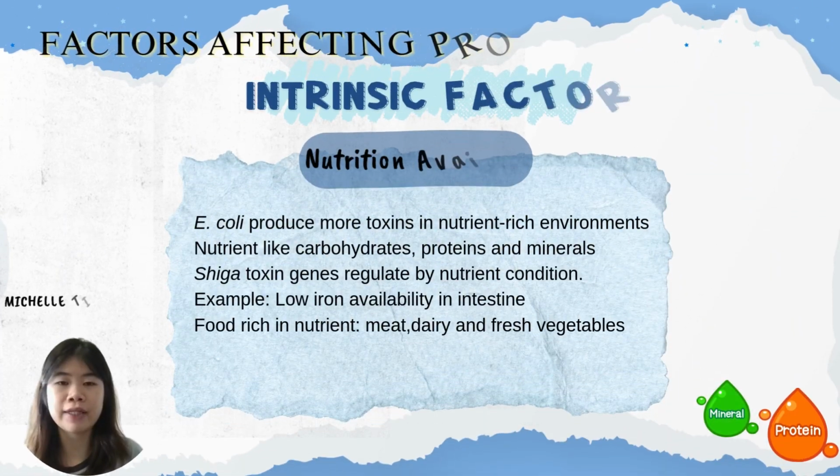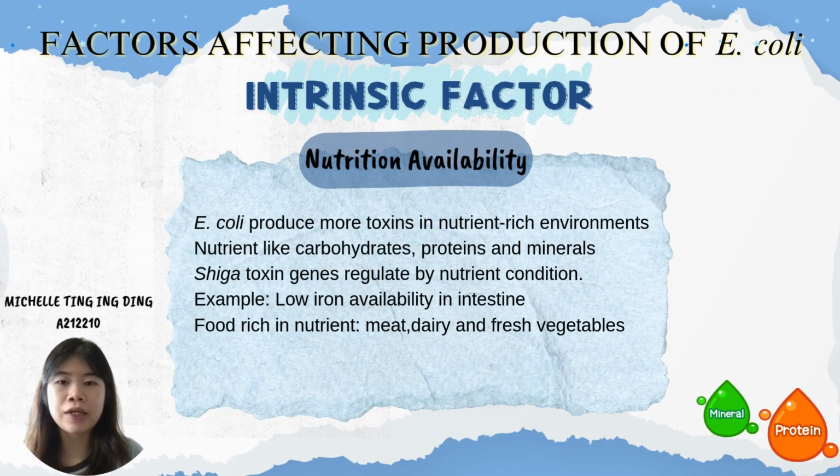The third interesting factor is nutrient availability. E. coli produces more toxin in nutrient-rich environments. Nutrients such as carbohydrates, proteins, and minerals provide energy and building blocks for bacterial metabolism and growth. When the nutrients are abundant, E. coli can grow faster and activate toxin-producing genes more easily. This means toxin production is closely linked to the availability of nutrients.